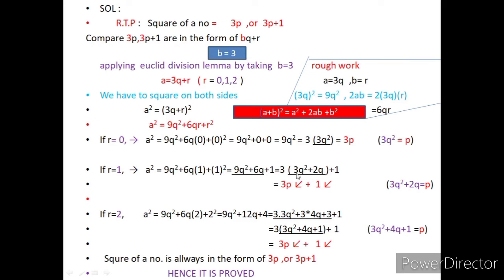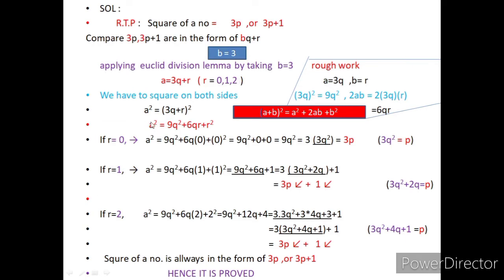Now you can take this 3q² + 2q here, and consider it as p. Then you write down 3 as it is. The bracket part becomes p by our assumption here. Then you will take down 1 as it is. The arrow mark shows it for comfortable understanding. Okay. Then this 3p + 1 is one of our required forms. Then for the last one, you will take r = 2.